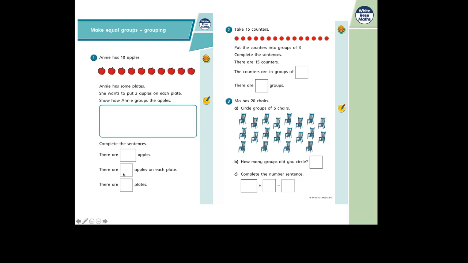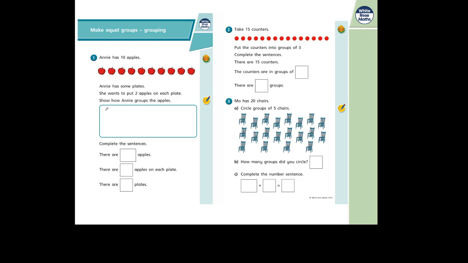The rest of you have got this sheet down here. Here we've got some apples again, just like we had on Monday. And it says Annie has some plates. She wants to put 2 apples on each plate. Show Annie how you do it. What I would do is take one of those apples and draw it in the box. Can I draw on this?